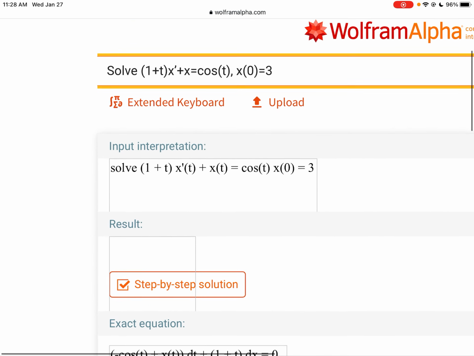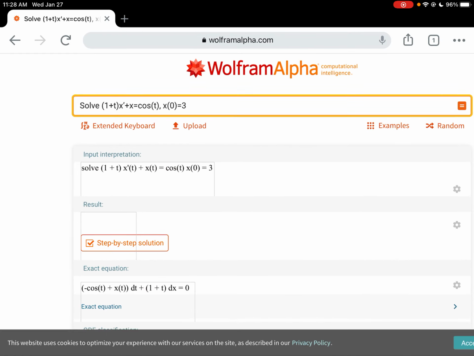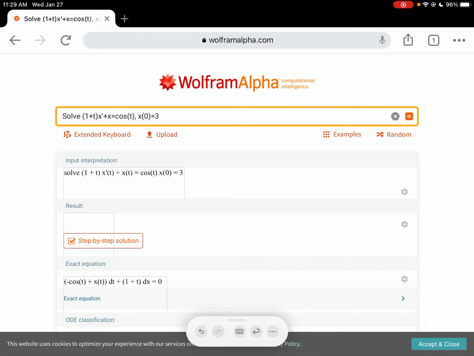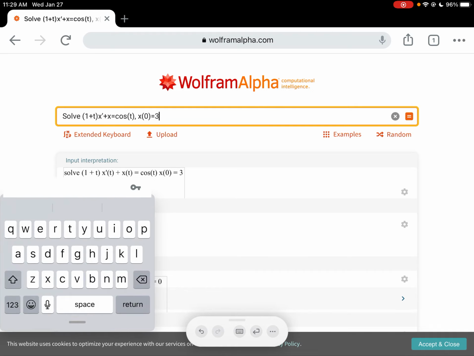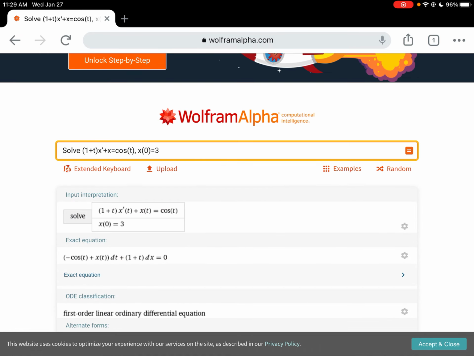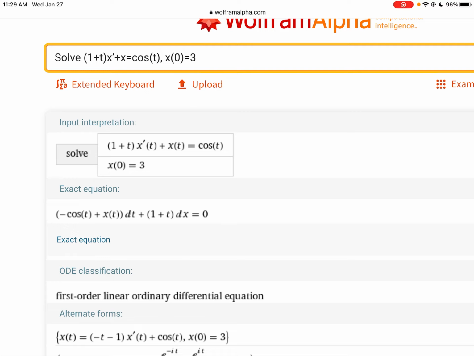And this is giving, for some reason, something that does not look normal right now, so let's have it reload. Okay. So you can see that it's interpreting it correctly.